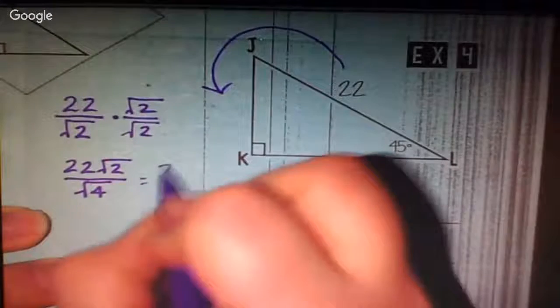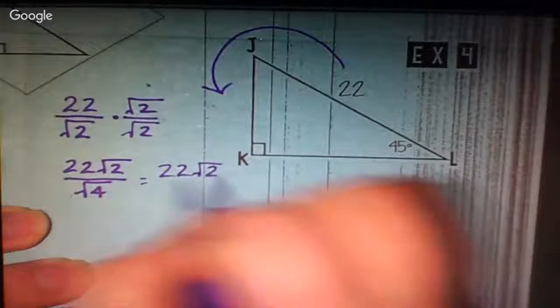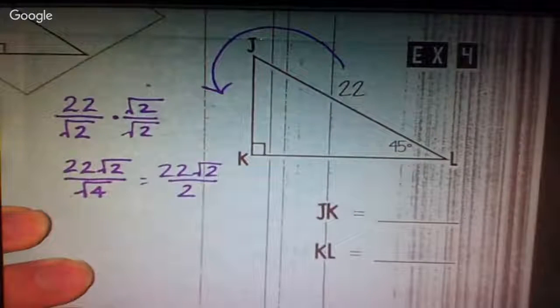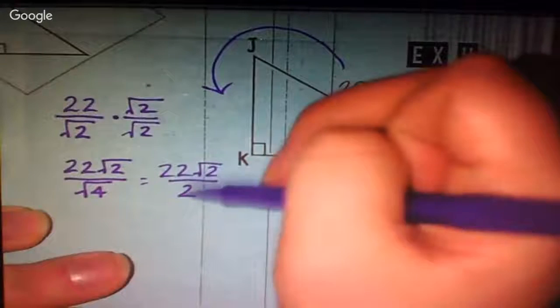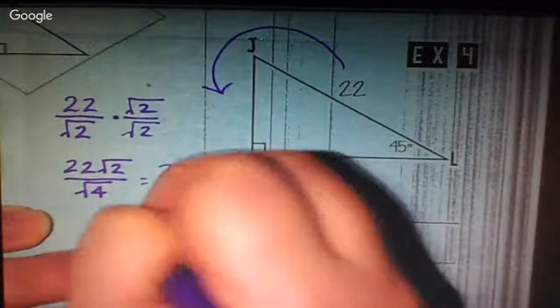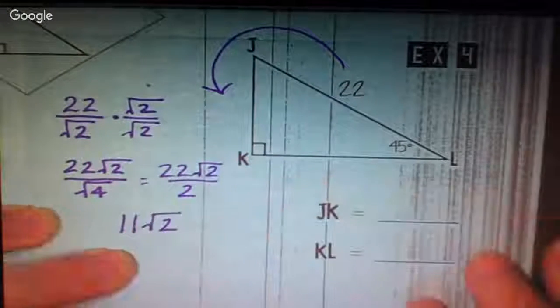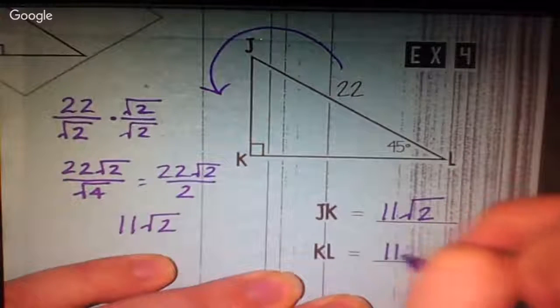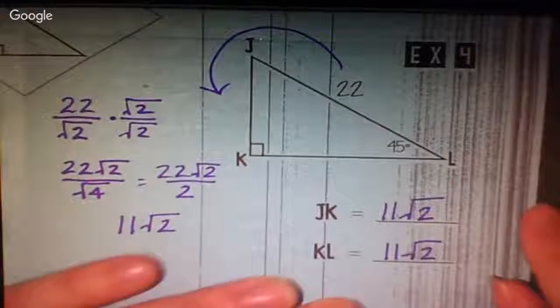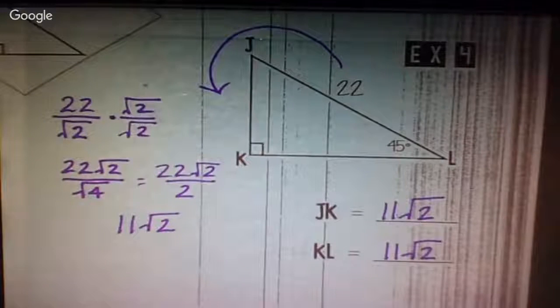And what's the square root of 4? 2. So yes, Rebecca, now I can bring that down to 11 because 22 over 2 reduces down to 11 square roots of 2. That's your answer. So you have to be careful and rationalize your denominator.